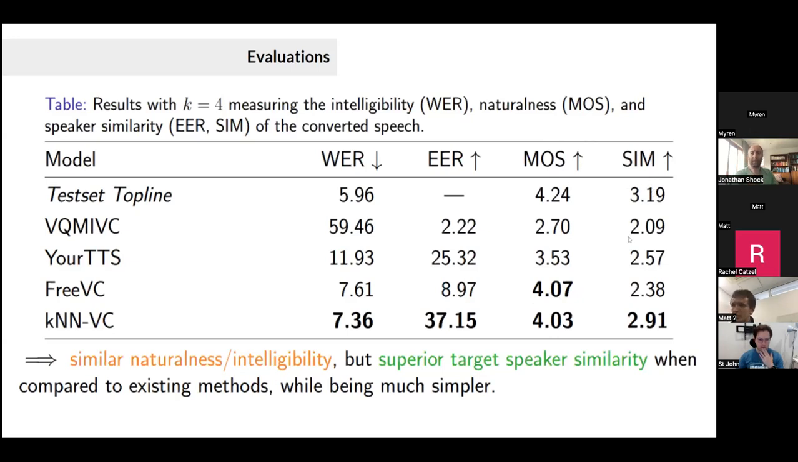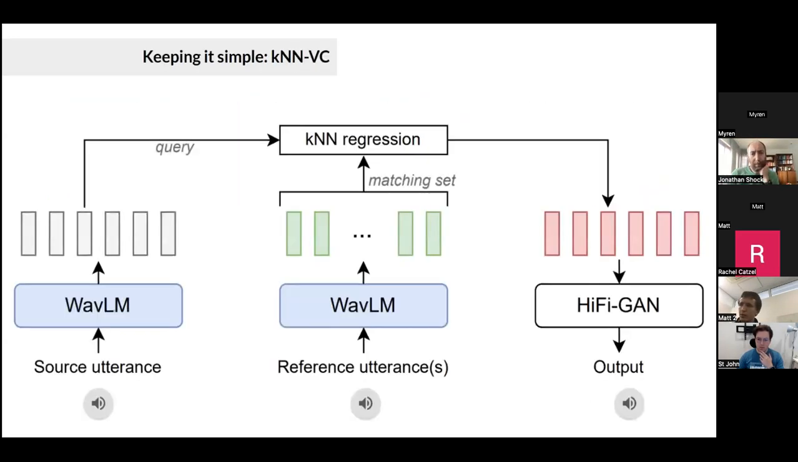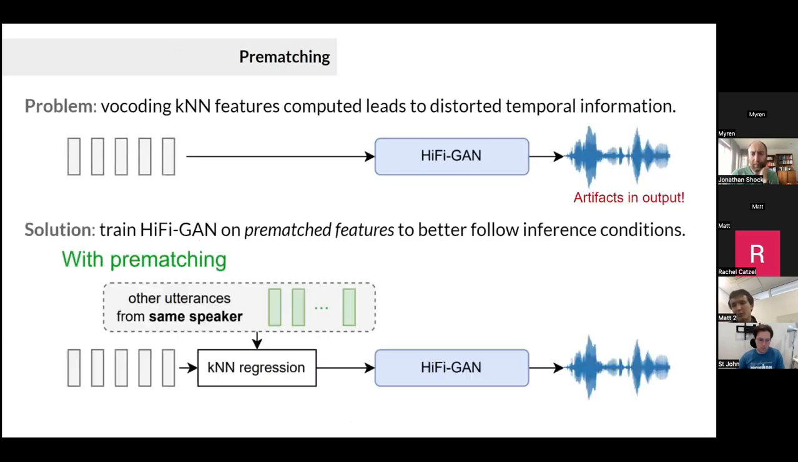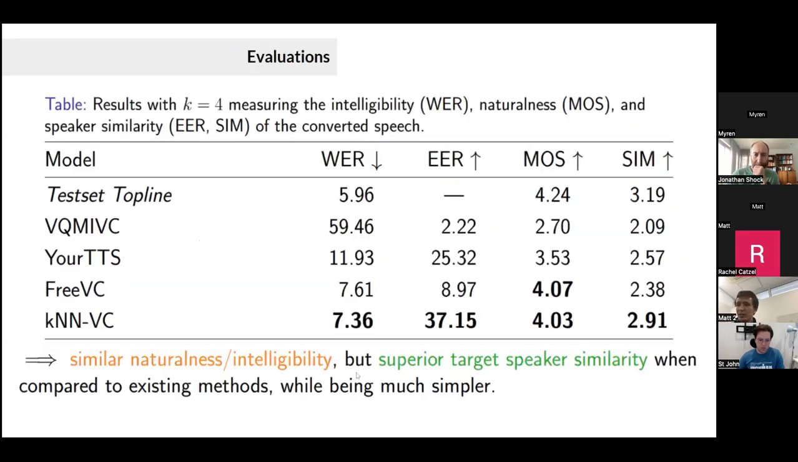And you can see that we have similar naturalness, similar realism to existing models like FreeVC and YourTTS, but we actually are way closer to the target speaker. And this makes sense because that output feature sequence is constructed only from features from the target. There can't be any leakage of source speaker information to it because the output consists only of target features averaged over different times. So basically, we have similar naturalness and intelligibility to existing methods, but superior similarity, and most importantly, we are much simpler than these existing methods.